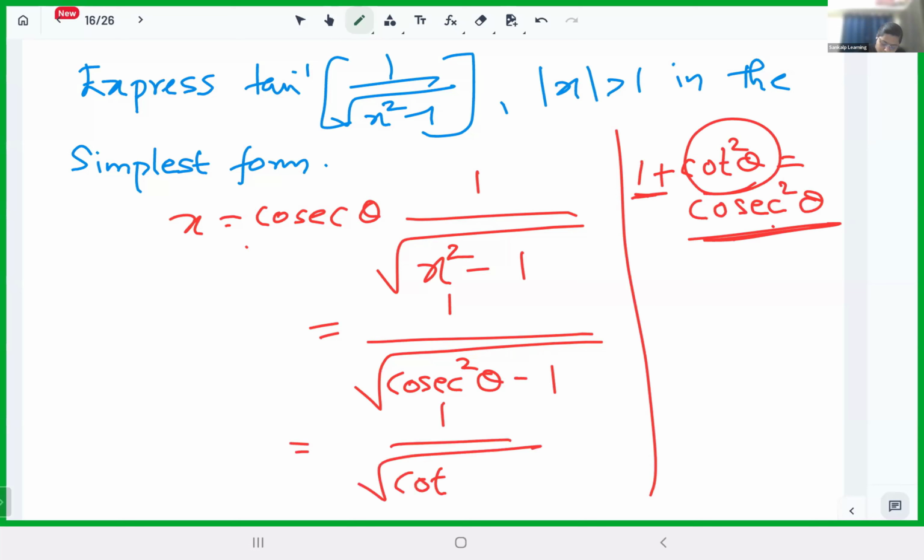So 1 by root of cot square theta. What is root cot square theta? It is cot theta, right? So this will become 1 by cot theta. And what is 1 by cot theta? Nothing but tan theta. So the value inside the bracket now became tan theta. Isn't it? So here we know that if I put x equal to cosec theta, now here we have another part, right? Outside the bracket there was tan inverse.